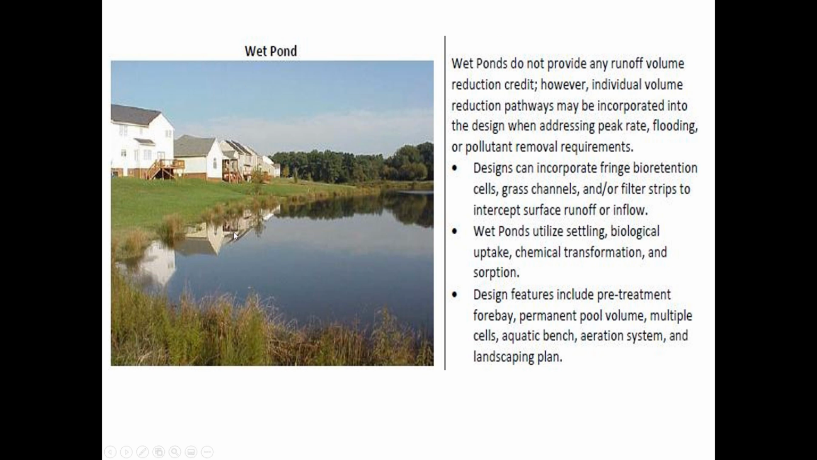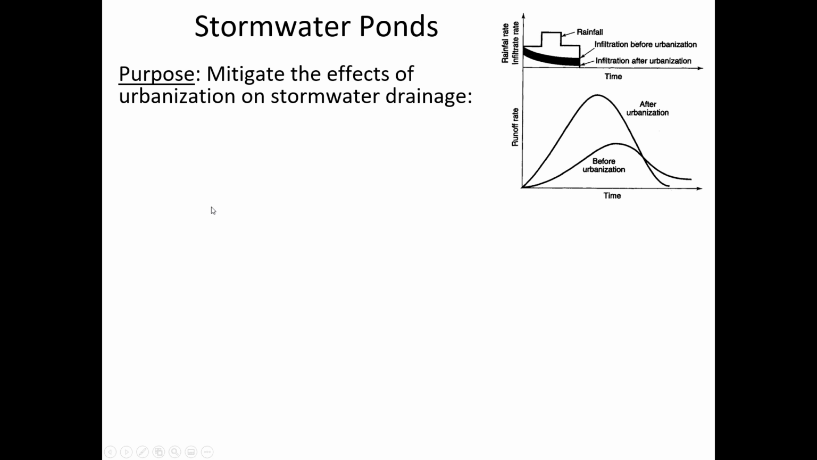It's just that there's some extra storage capacity, so the water level could rise and fall depending on how wet it's been. Okay, so after urbanization, the peak's too high. We want to try and bring it down by putting in a pond. And so the purpose of the pond is to try and reduce the peak flow rate and delay the time to peak.